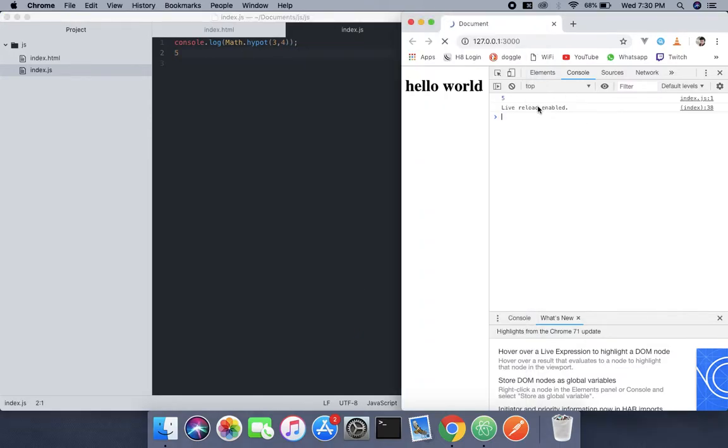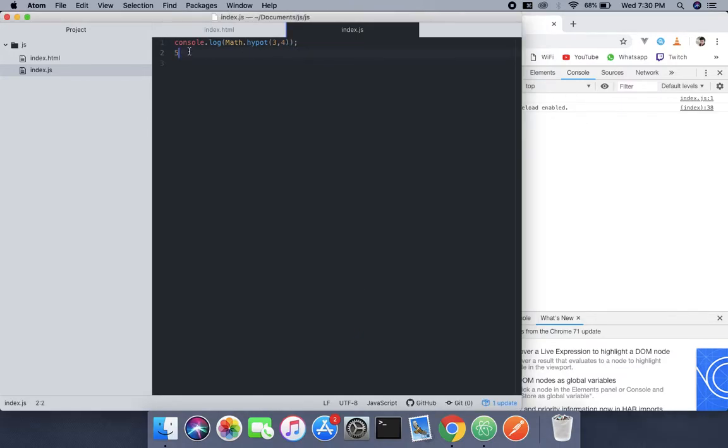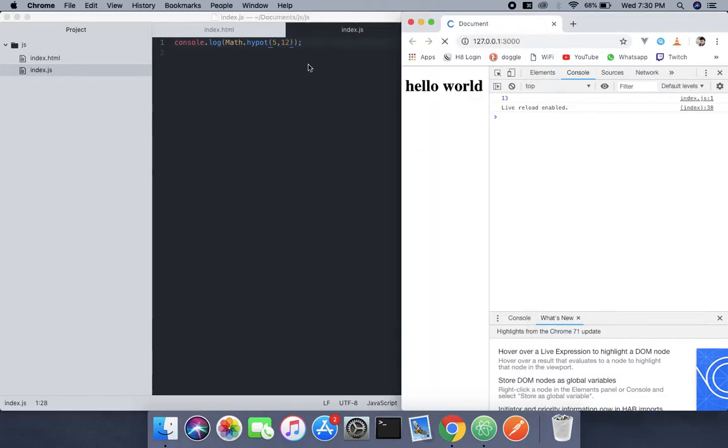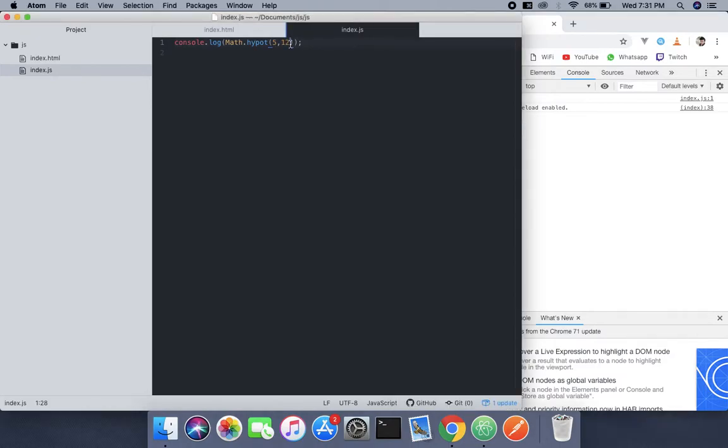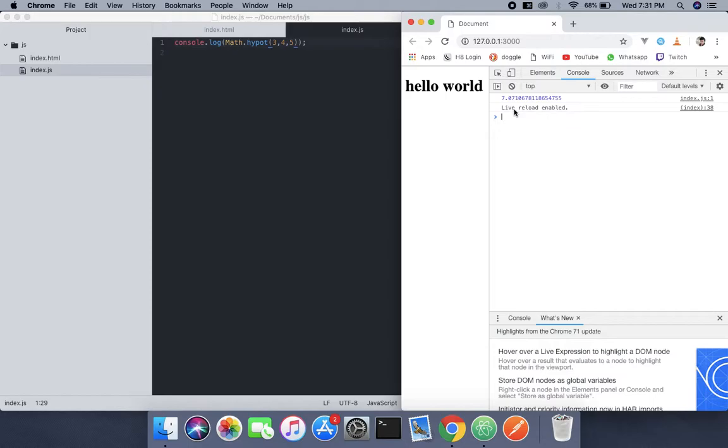So that is what it does, and we can find it for not only 2 arguments, but more than that. Like 5 comma 12, it's going to say 13. And now let's put in more than 2: 3 comma 4 comma 5, it gives 7.07. So this is what it does.